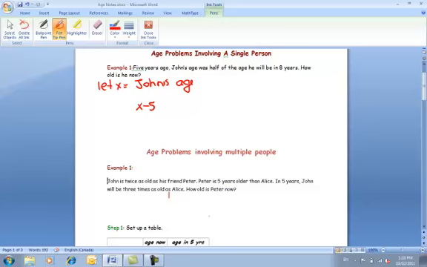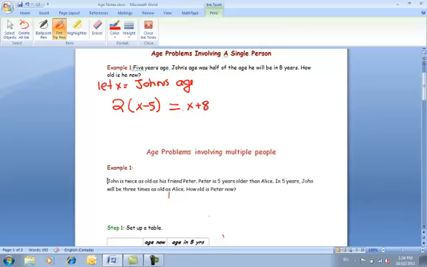John's age is half the age he will be in 8 years. Well, in 8 years, he's going to be x plus 8. So if this is half of what this is going to be, we either have to divide this part by 2 or multiply this one by 2. Once I've set it up, I always go back and reread the question to make sure I'm on the right track. So 5 years ago, x minus 5, John's age is half the age. So if this is half, I need to double it in order to equal the age he will be in 8 years.